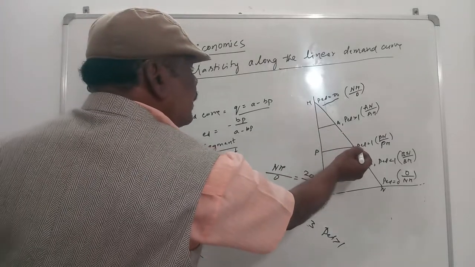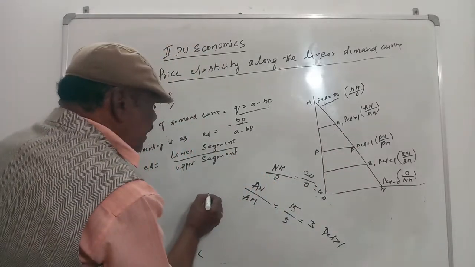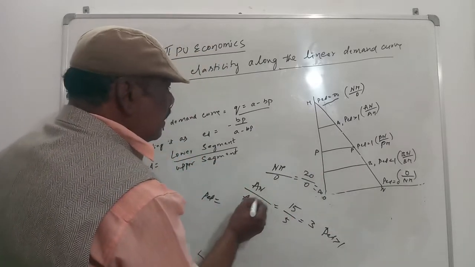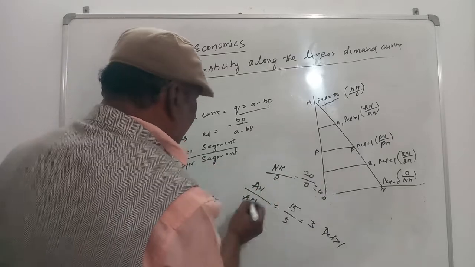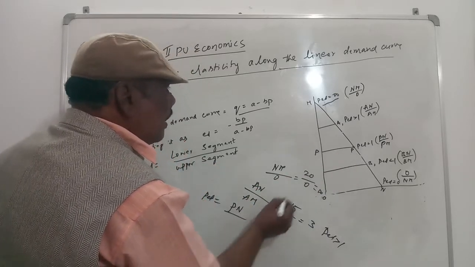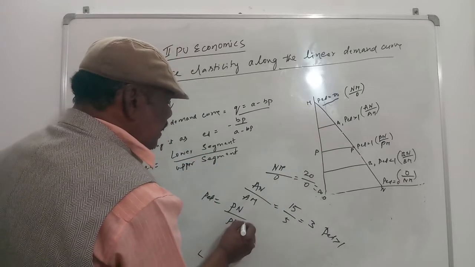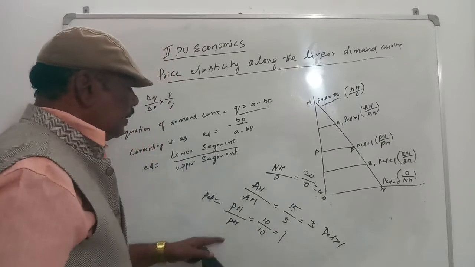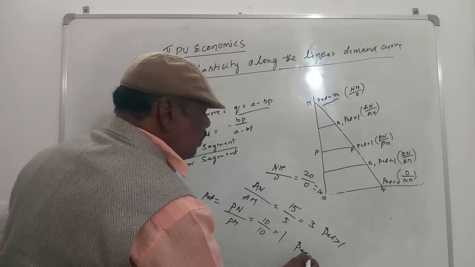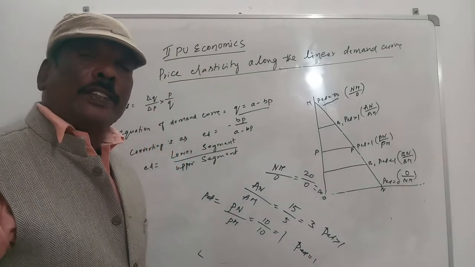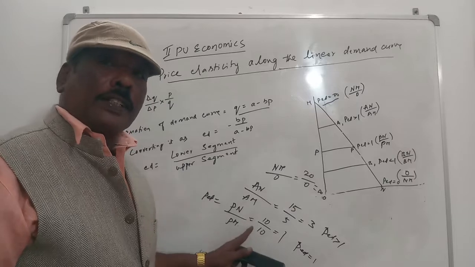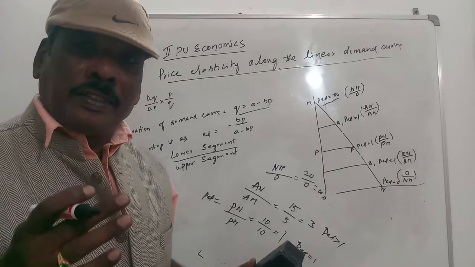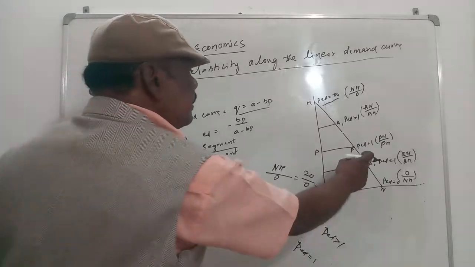Coming to this one, PED is equal to PN, the lower segment, divided by PM. So what's the value? 10 by 10 is equal to 1. So here PED is equal to 1. This is called unitary elasticity of demand, equal elasticity of demand. If there is a 10% change in price, there will be a 10% change in demand.